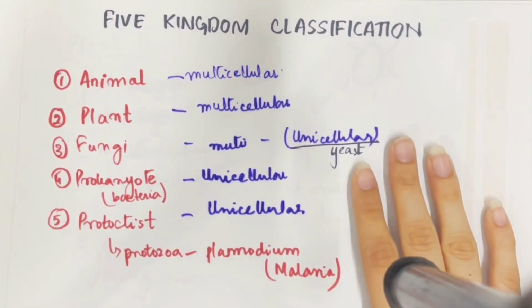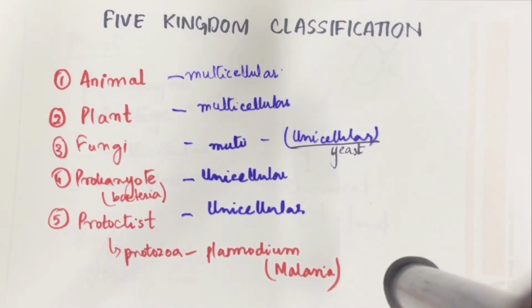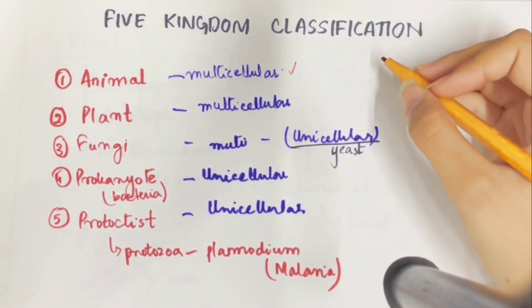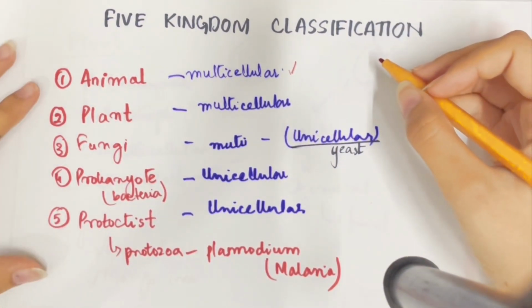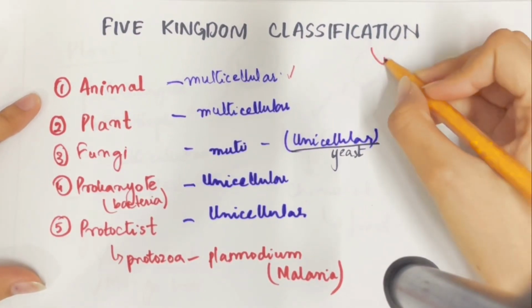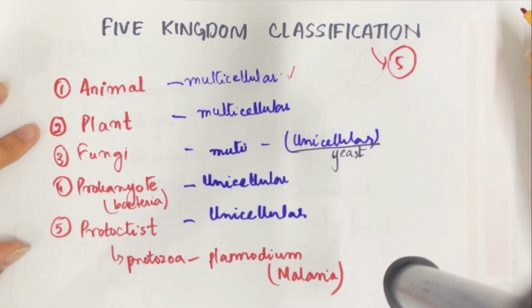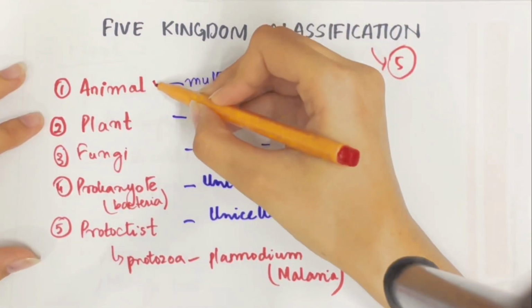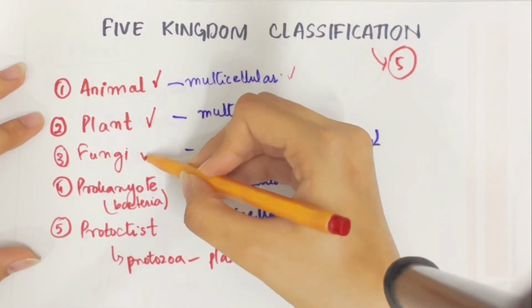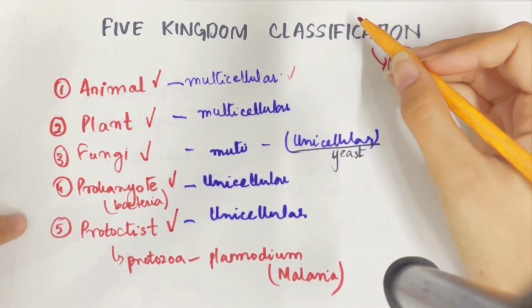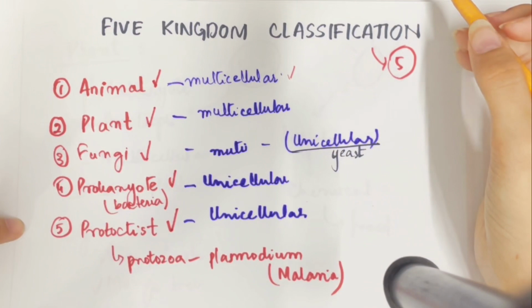Alright, so how did the five kingdom classification take place? The five kingdom classification basically took place on the basis of cellularity and mode of nutrition. Five kingdom classification means that the classification is internally five. That is the literal meaning of the five kingdom classification. It has Animalia, Plantae, Fungi, Prokaryota, and Protoctista. So these are the five groups of the five kingdom classification.